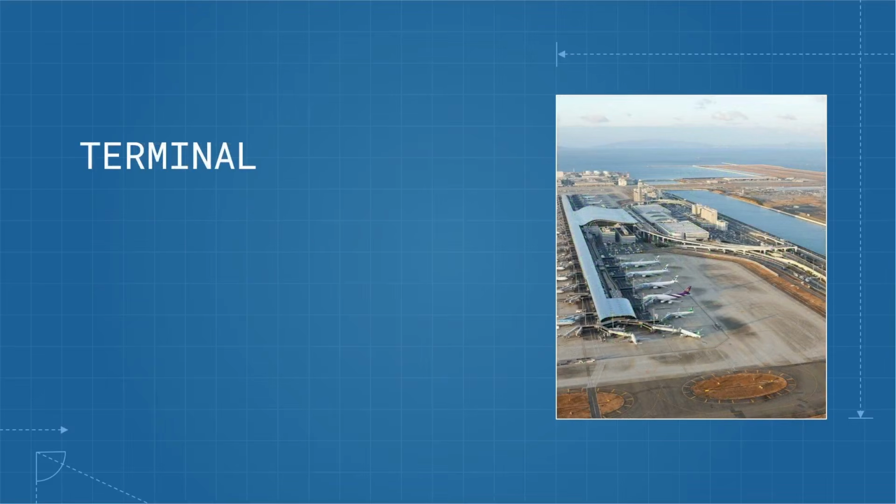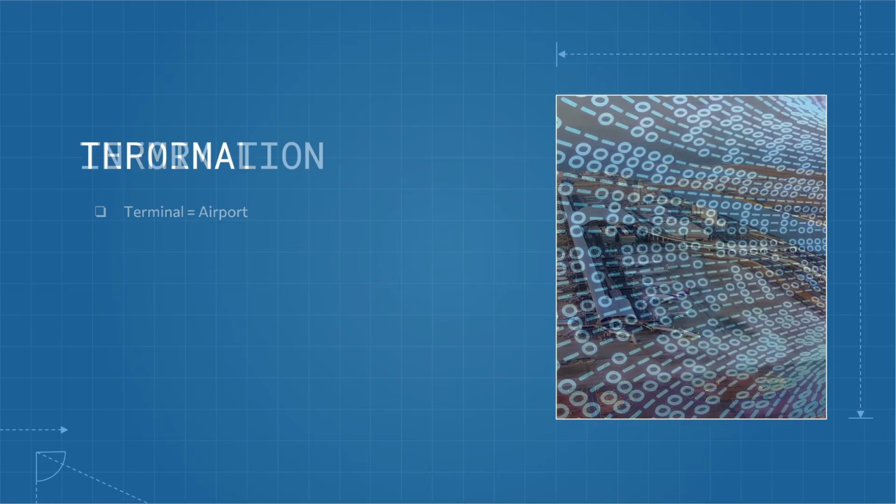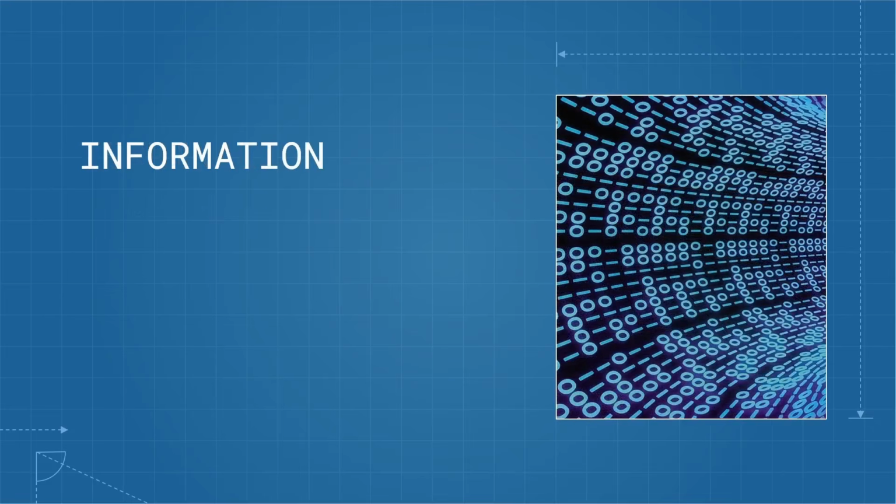Terminal is an aviation byword for airport. But this part of the acronym is letting us know that the information within an ATIS pertains to a specific airport rather than to an entire region or group of airports. I stands for information, and ATISes contain a lot of it.